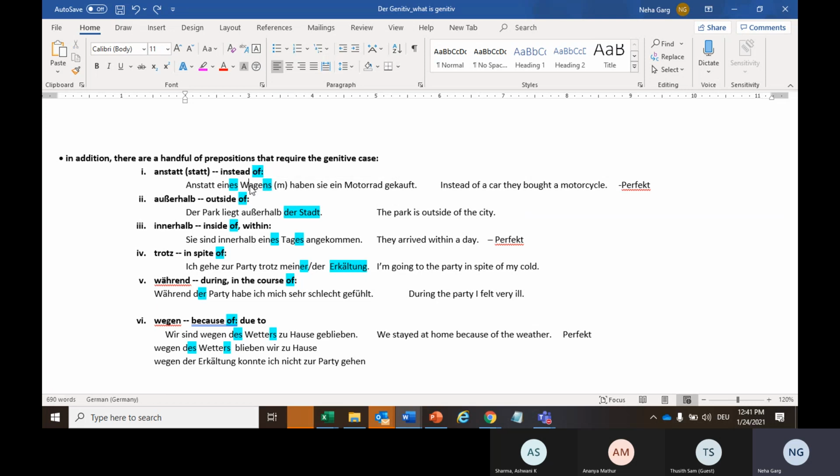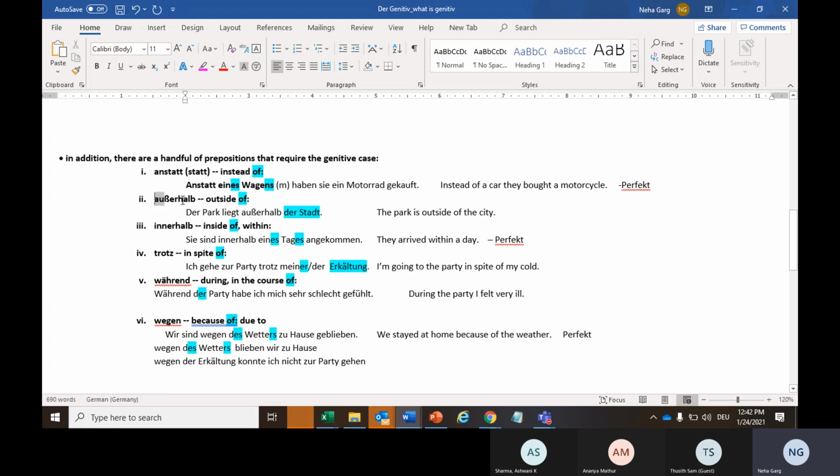So instead of a car, what exactly are we talking about here? Instead of what? Instead of a car. So the car here will be our genitive case. So how will we write it? Anstatt, which means instead, eines Wagens. Wagen is einsilbig, also Wagens. Anstatt eines Wagens.